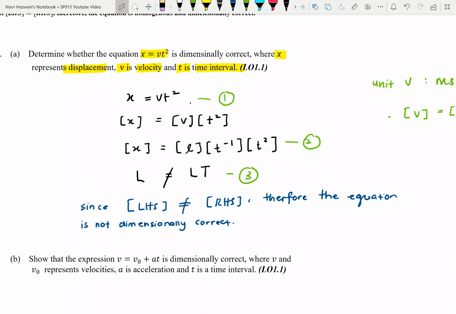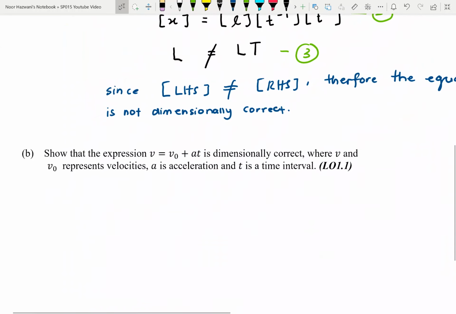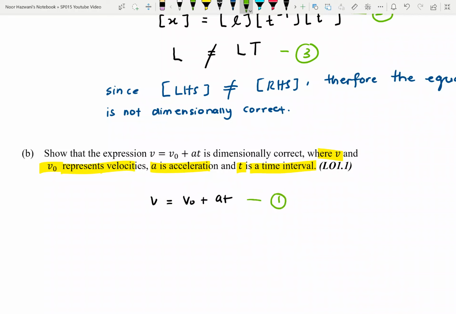So we are done with part A and then we proceed to part B. We have to prove as well. Show the expression v equals v0 plus at is dimensionally correct, where v and v0 represent velocity. The difference is v is final and v0 is initial velocity, a is acceleration and t is a time interval. So the same, what we have to do is just copy back the equation given, without thinking too long. That's step number 1. For any question, you just have to follow the steps.